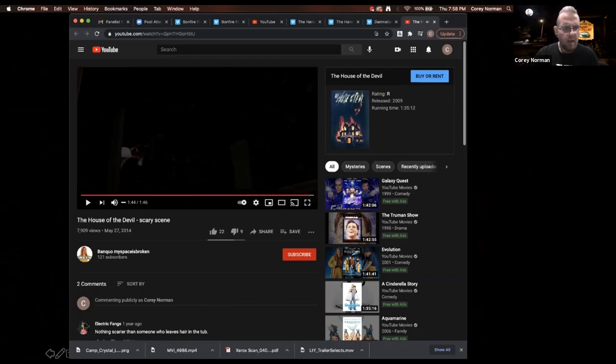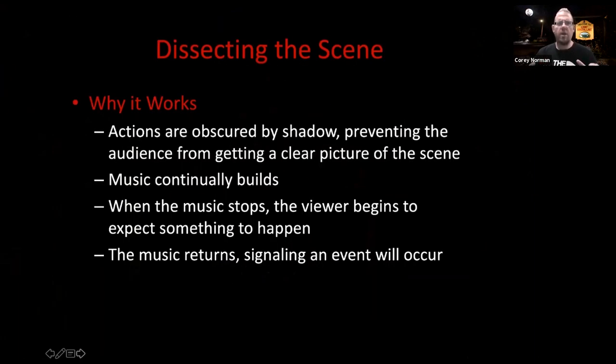Stop right there. So with what we just watched, why does this scene work? Well, first of all, actions are obscured by shadow, preventing the audience from ever getting a clear picture of the scene itself. Again, there's something just inherently creepy about working within dark environments. We're able to obscure or keep things from our audience, and oftentimes that not knowing helps elicit a sense of fear. There's a lot of motivated camera motions. You'll notice the camera is constantly creeping in. It's constantly moving forward, again, kind of making a claustrophobic environment.